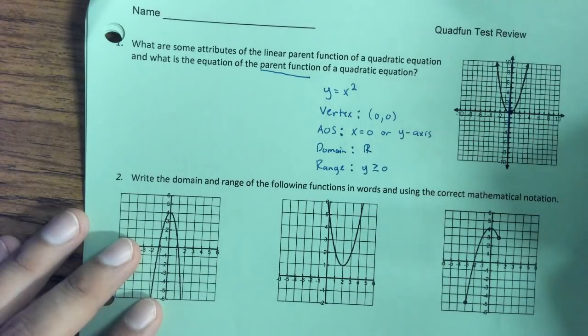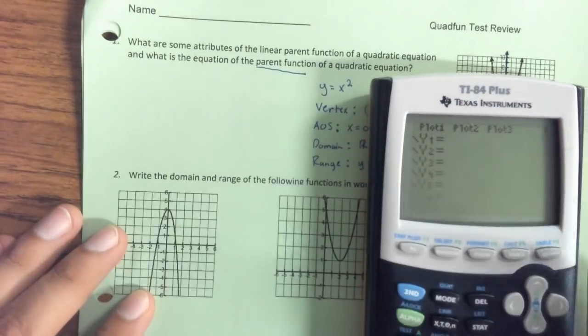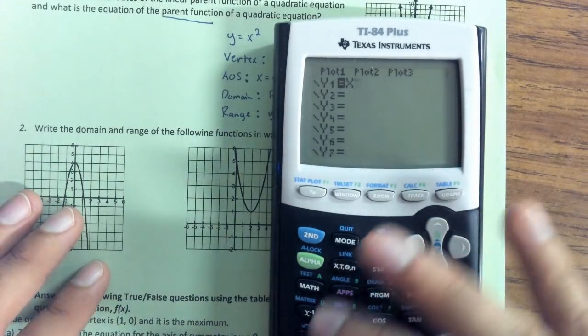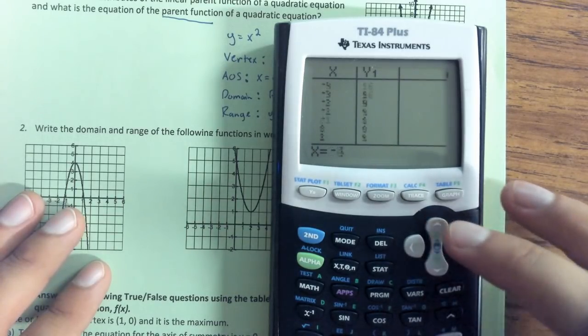And I think that's it. I can't think of anything else that I'm leaving out. If they ask you about symmetric pairs or something like that, you can just go into y equals, type in x squared, and it lists out all your points, and you can see all your symmetric pairs.